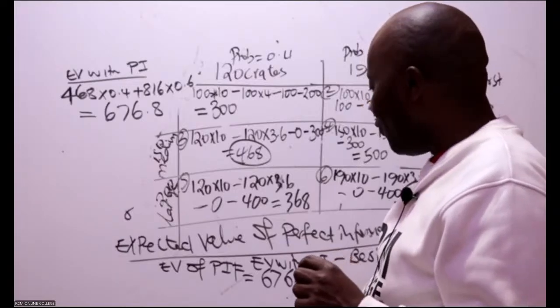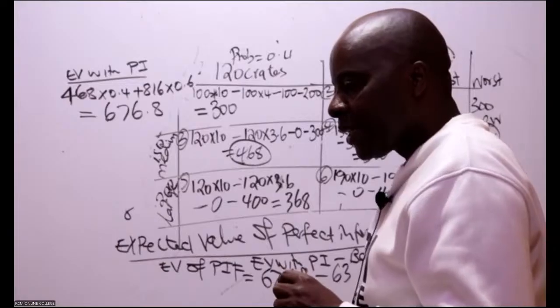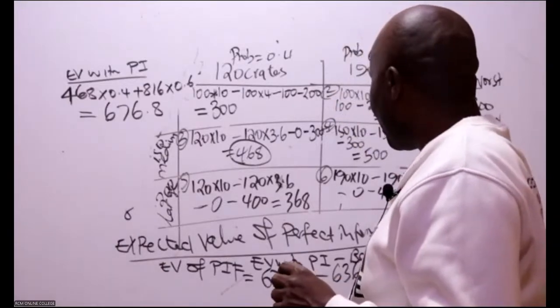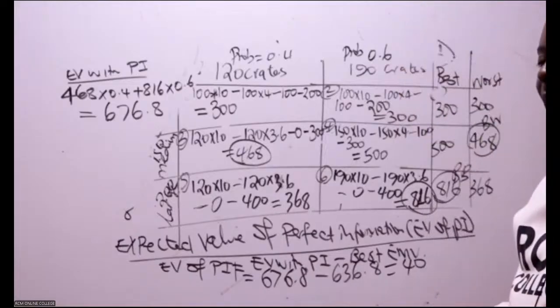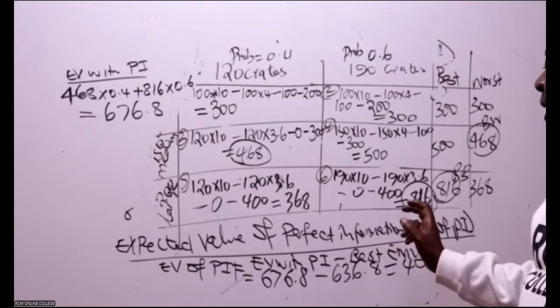The best EMV was 636.8. Thank you so much. That is where students are getting what here? 40. That is where students are getting 40. So this is that particular maximum amount.